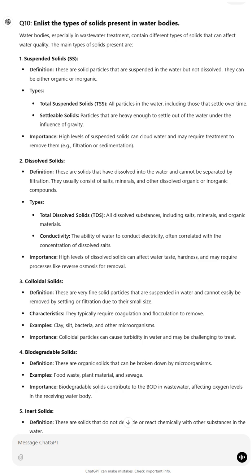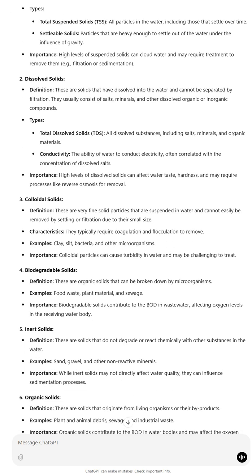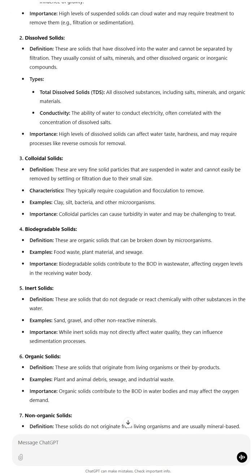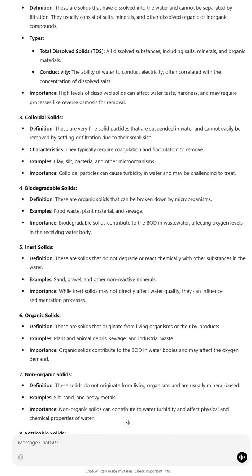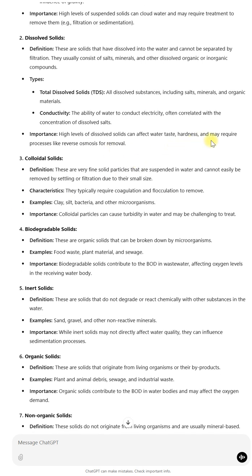2. Dissolved solids. Definition: these are solids that have dissolved into the water and cannot be separated by filtration. They usually consist of salts, minerals, and other dissolved organic or inorganic compounds. Types. Total dissolved solids, TDS: all dissolved substances including salts, minerals, and organic materials. Conductivity: the ability of water to conduct electricity, often correlated with the concentration of dissolved salts. Importance: high levels of dissolved solids can affect water taste, hardness, and may require processes like reverse osmosis for removal.